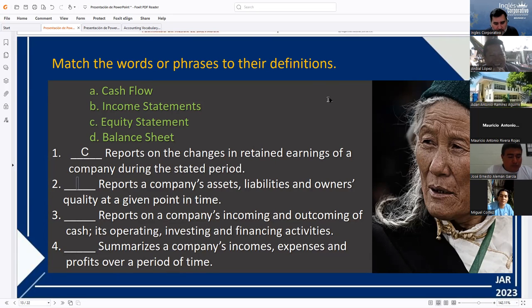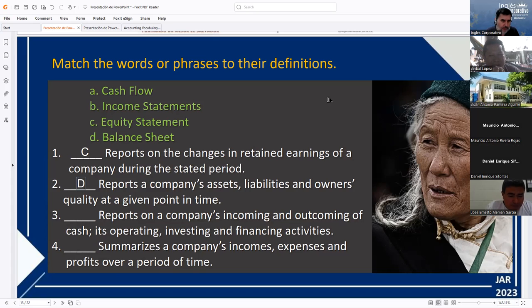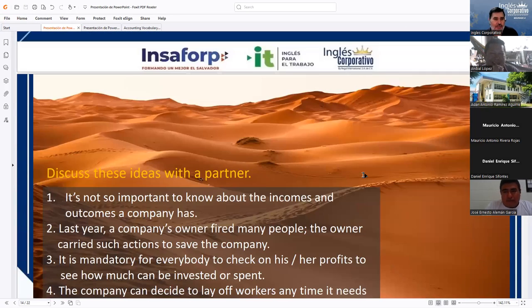Exactly. What about letter two? Letter D. Number two is letter D. D of dedo. Okay, number three. Letter A. And the last one? B. E. Yeah, it's the only letter that is missing. Okay. Excellent. Good job. Nice, very good. Let's continue.